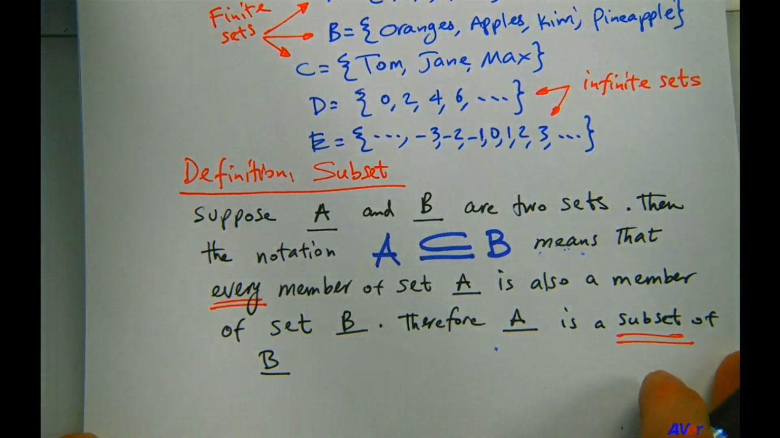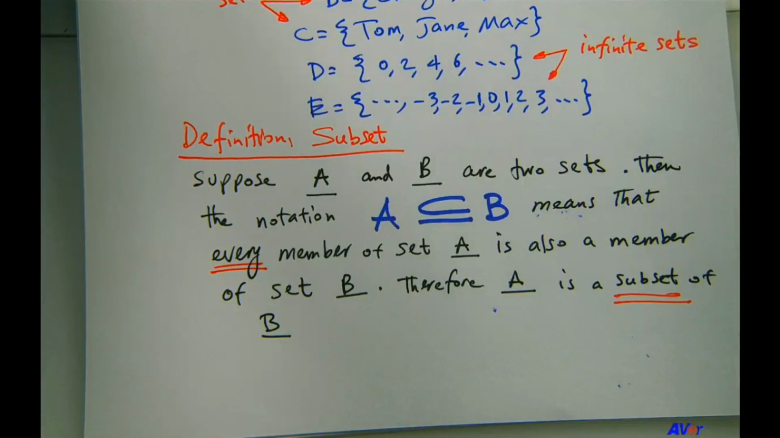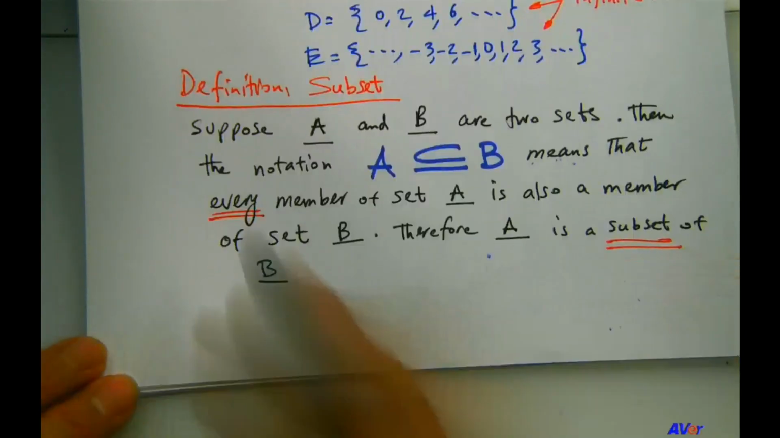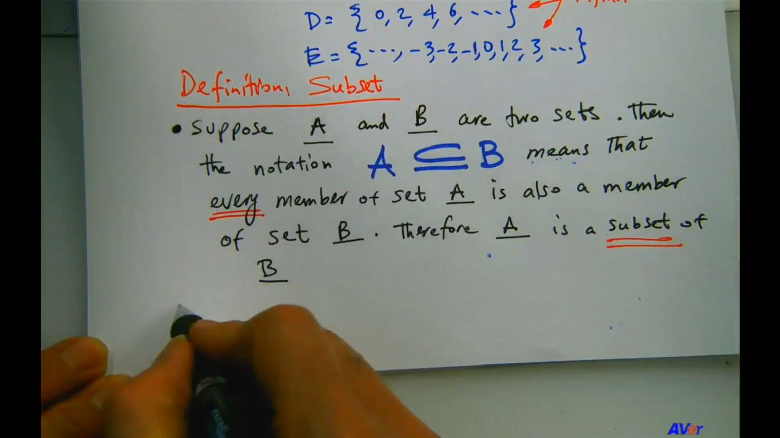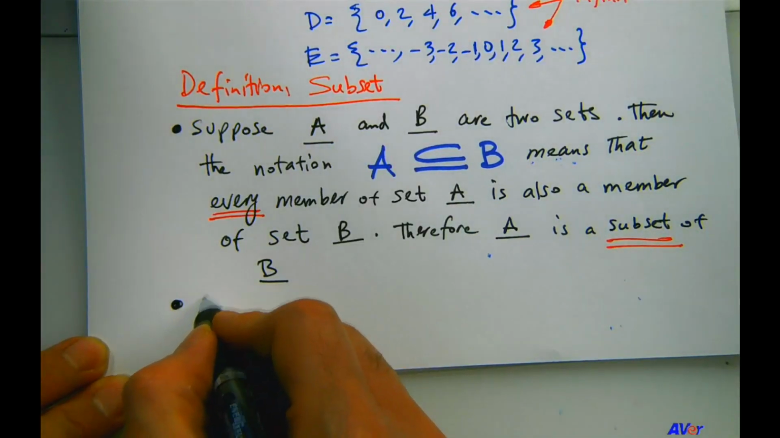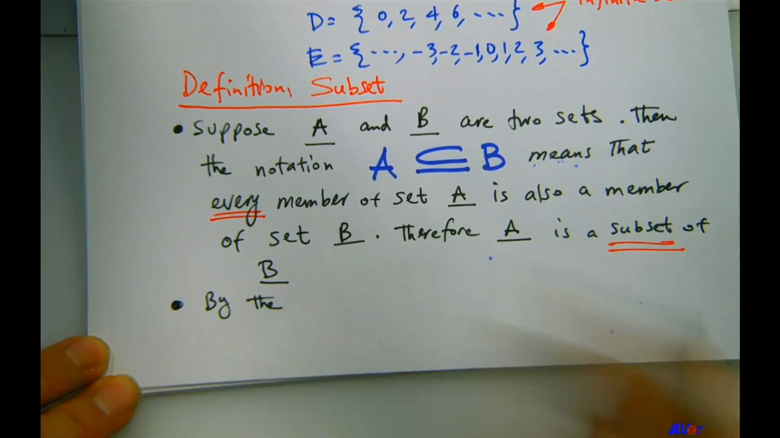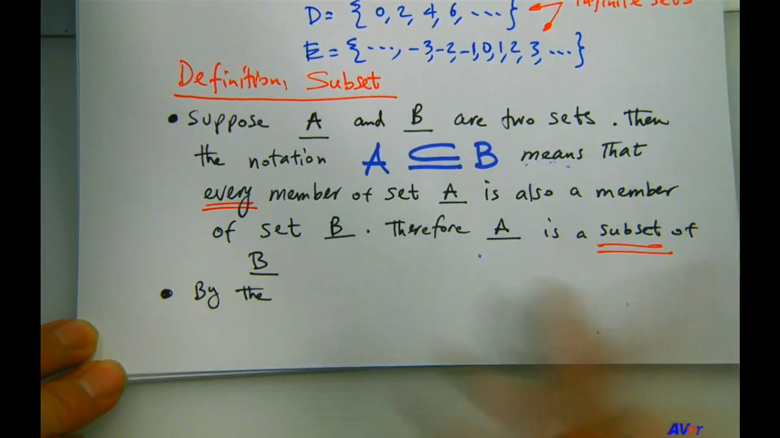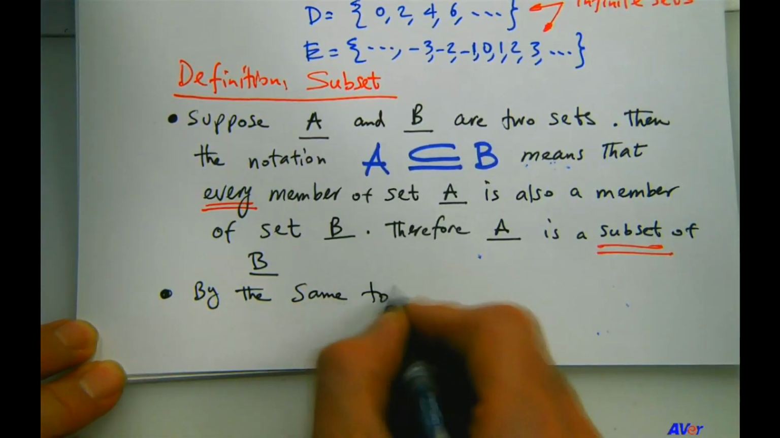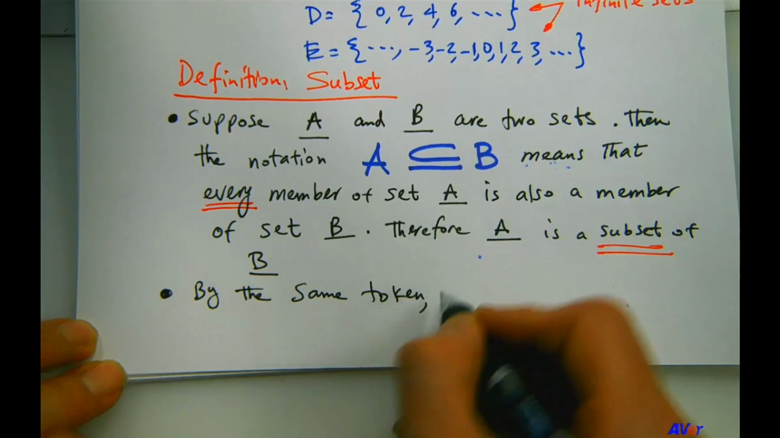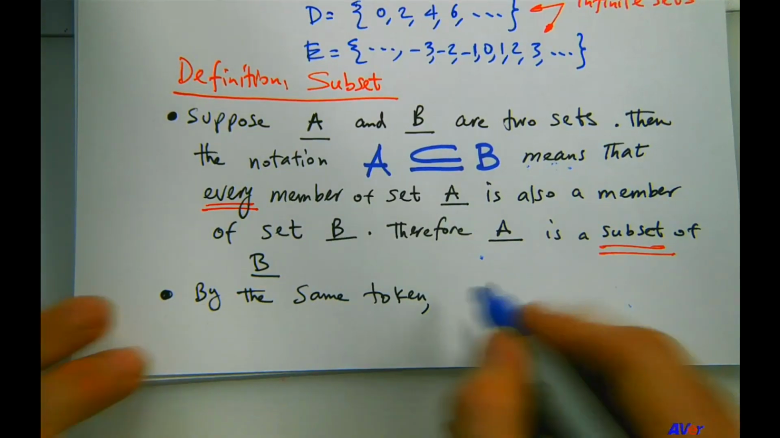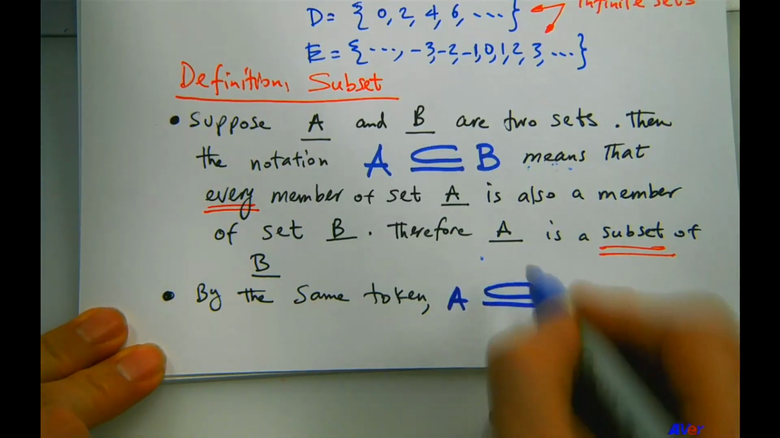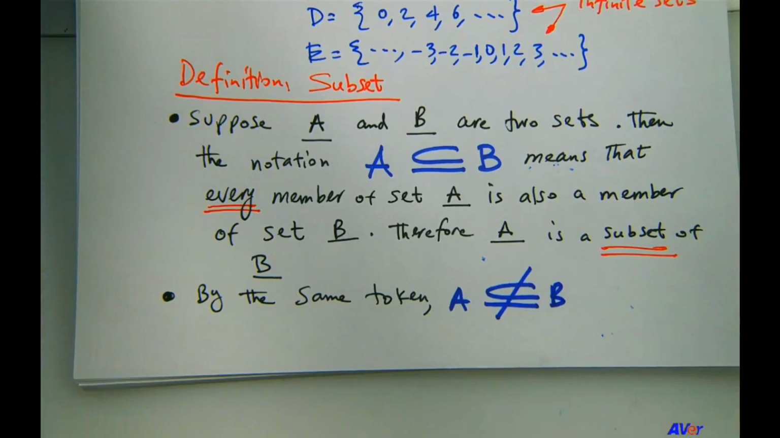So by the same token, let me make a bulleted list here, and so by the same token, this notation, A like that, means A is not a subset of B. That means not every member of set A is a member of set B.